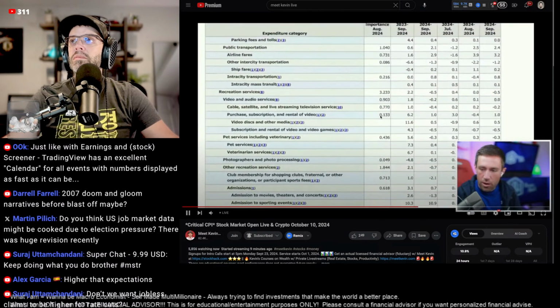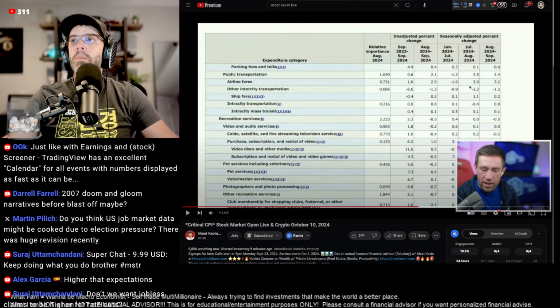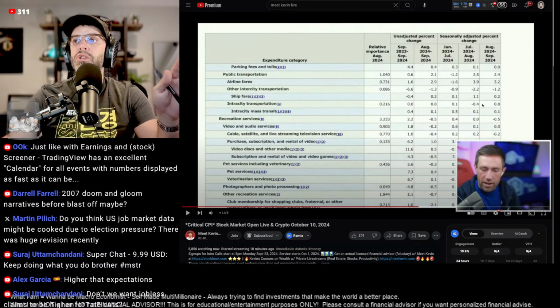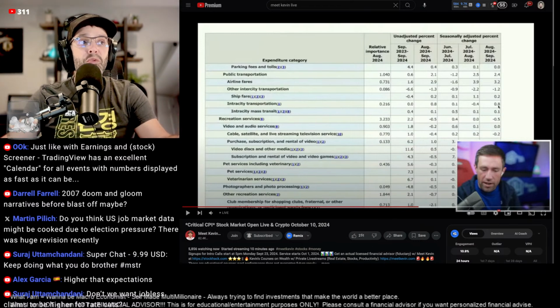Where I want to find out, right up here. Public transportation, 2.4. Airline fares, 3.2, which means airlines are busy. That's not a bad thing. If airlines can still demand a lot of money, that's not necessarily horrible at all. Let's see, intra-city transportation. Well, I think Robotaxi Day is going to fix that one. So we're good there. All right, interesting.